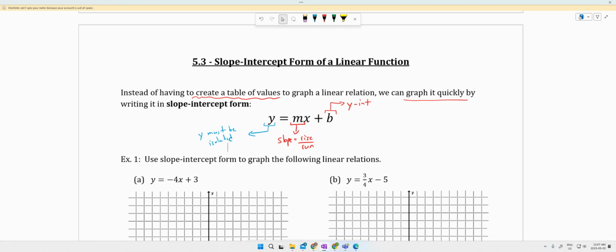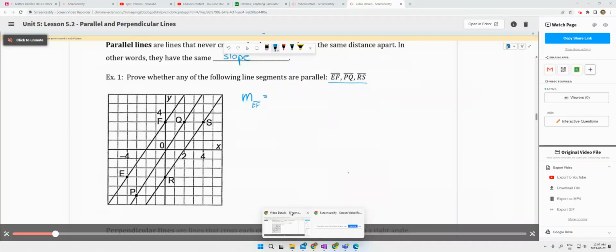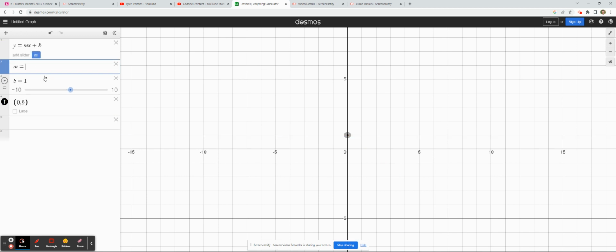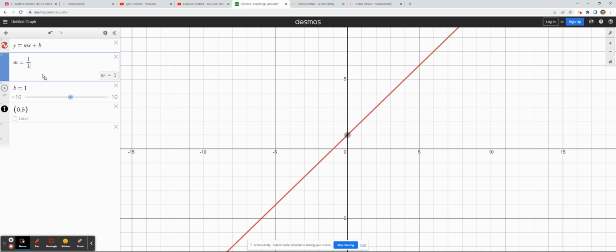But before I do that, I want to switch my screen to Desmos. Here we go. Let me explain what's going on on my screen right now. Over here on the left, you can see I've entered the general equation y equals mx plus b. Right now I can set m to be 1 divided by 1, and I could set my b to be 1 as well.